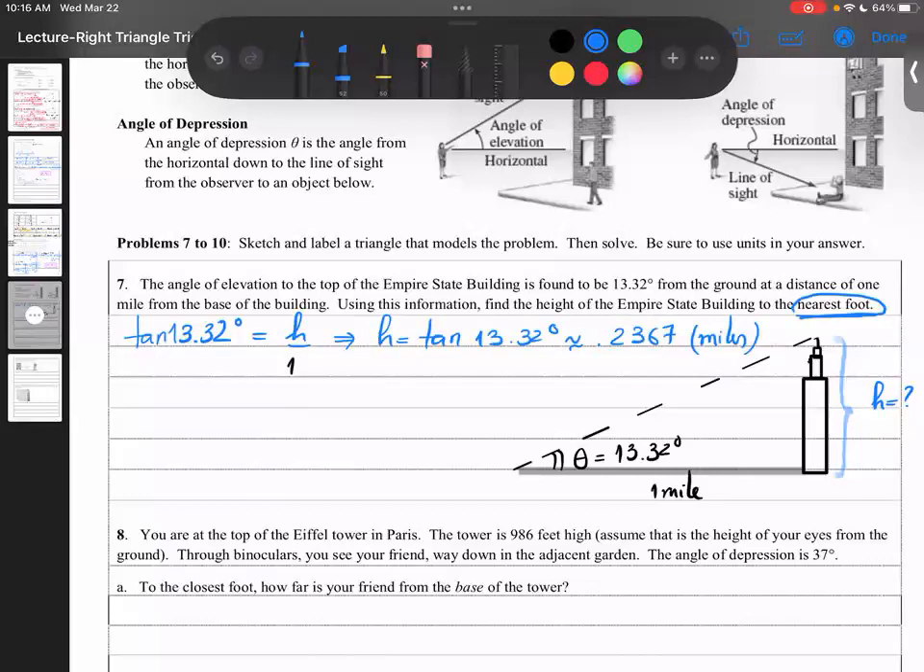I have to convert the miles to feet, right? So 0.2367 miles. I think I said this before. Does anybody remember how many feet 1 mile is equivalent to? Very good. 5,280 feet. You don't have to remember; I'll give it to you on the exam if you have to convert. So if you plug into your calculator, this is roughly 1,250 feet.